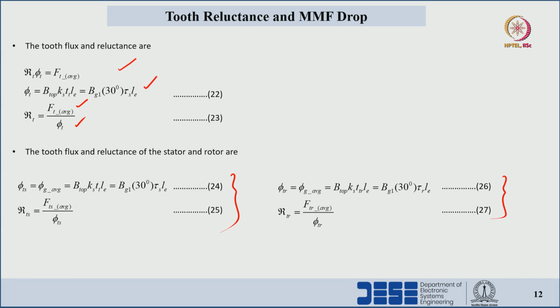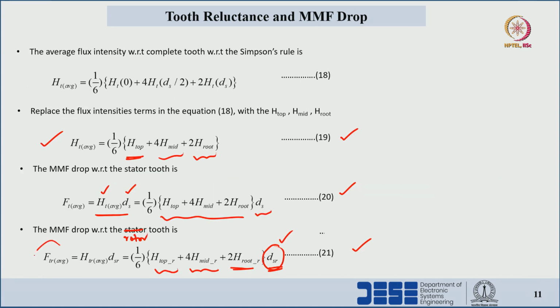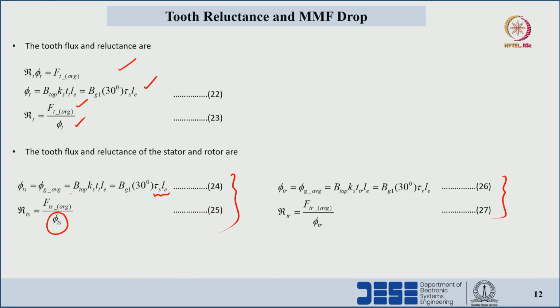Here, flux at the stator tooth is equal to B into A, and that is equal to Bg at 30 degrees into the air gap area with respect to one slot pitch. From this equation we can get the flux value, and from the earlier equation, phi Ts average, we can find the reluctance terms.